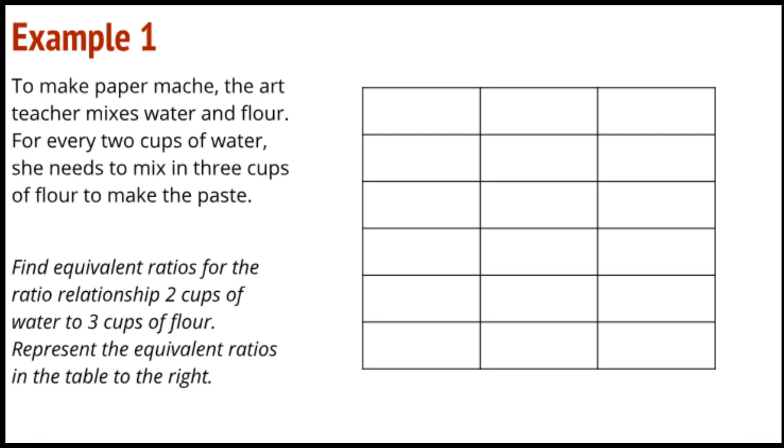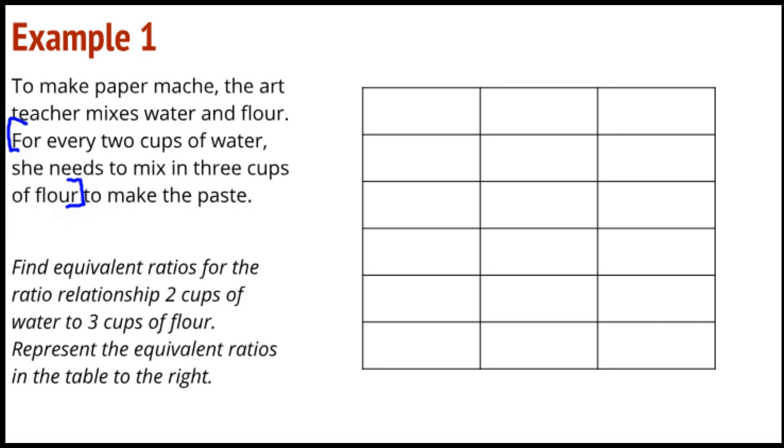So we have a ratio here. For every 2 cups of water, she needs to mix in 3 cups of flour. And we are going to find some equivalent ratios, and we are going to represent them in the table on the right. So in your workbook, you should have a blank table. If you don't, get a piece of scratch paper. And let's go ahead and make the table here.